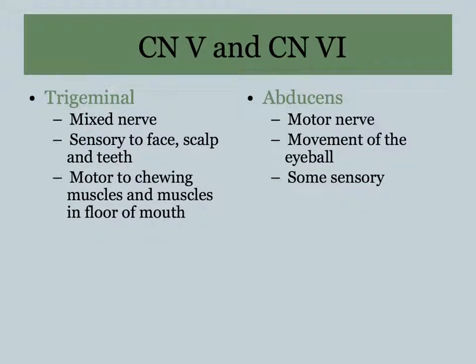Cranial nerve 5 is trigeminal. This is a rather large nerve. If you go back several slides to the diagram of the brain, you'll see that it has 3 smaller nerves coming out of a rather large nerve trunk, and it is mixed. It sends sensory information from the face, scalp, and teeth back to the brain to be analyzed, and then carries motor information to the chewing muscles and the muscles in the floor of your mouth below your tongue. The abducens is another motor nerve, and it's involved in the movement of the eyeballs back and forth as compared to up and down.